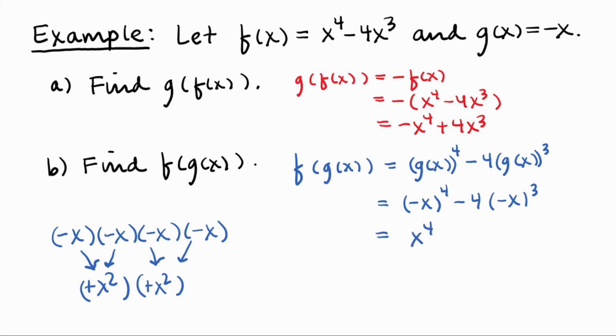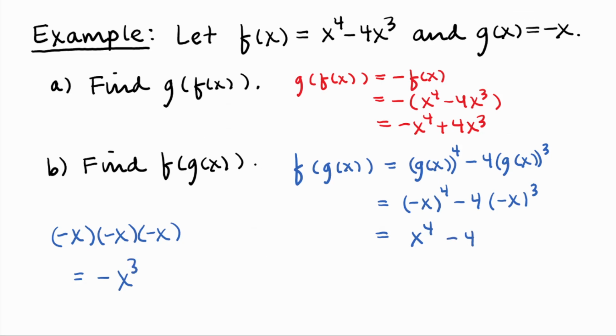And if I had 3 of these, then I'd have 3 negatives, and negative 1 to the 3rd power is going to be negative 1. So what I'm saying is that this is equal to negative x cubed. So minus 4 times negative x cubed ends up becoming x to the 4 plus 4x to the 3, in a way we might not expect.